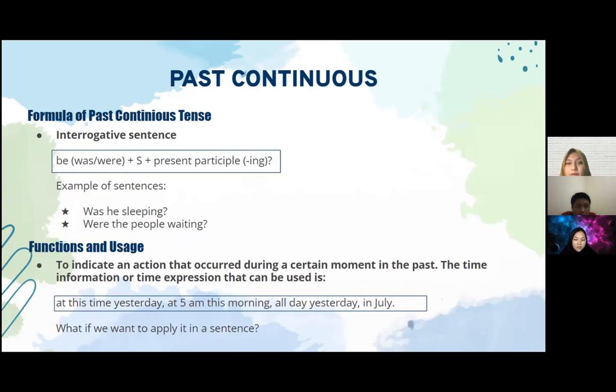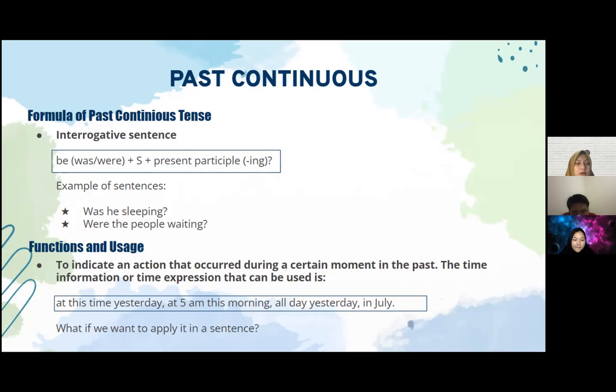The last formula is interrogative sentence. The formula is be, was or were, plus subject plus present participle with the verb ing, and the interrogative symbol. The example of the sentences is, was he sleeping? Or were the people waiting?